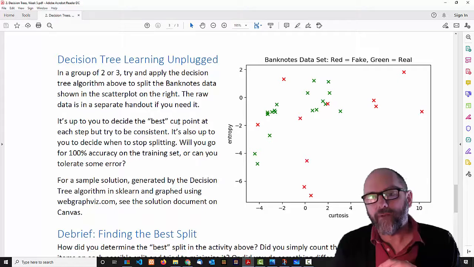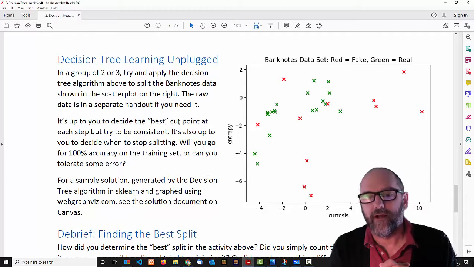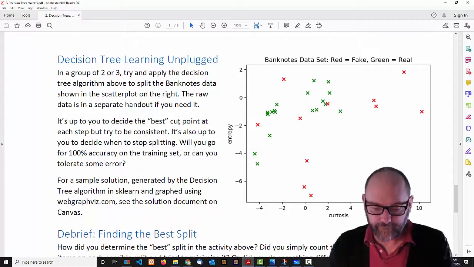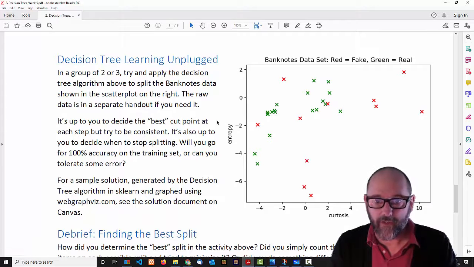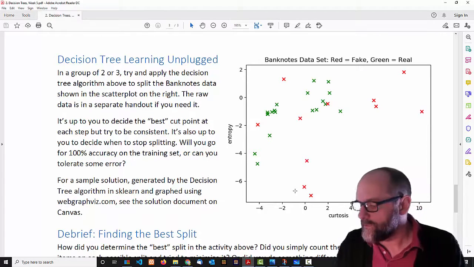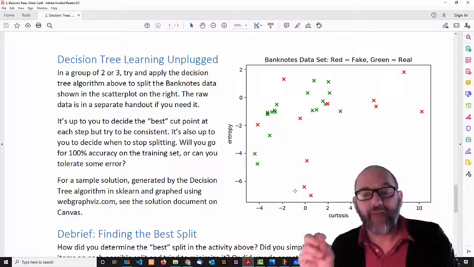But what I would like you to do is, on your own, simulate the process of a decision tree. So try to figure out, where are we here? Here we are. Where are your best cuts in this data? Look for horizontal cuts, look for vertical cuts, and try to find ones that result in relatively pure lefts and rights. Now this is the banknote data.